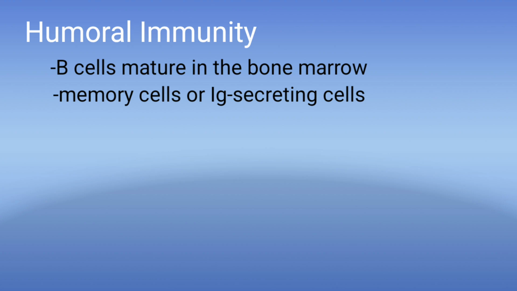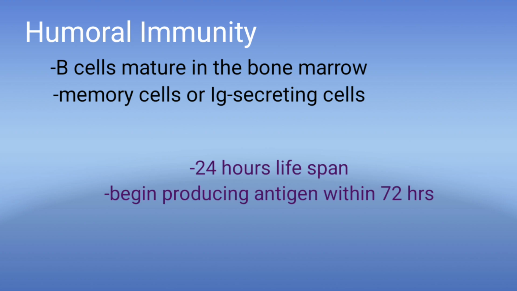Each B cell has receptor sites for a specific antigen. When it encounters this antigen, the B cell gets activated and multiplies into either antibody-producing cells or memory cells. Other info to note is that these cells have a 24-hour lifespan, but they can begin antibody production within 72 hours after the initial antigen exposure. So the next time somebody is exposed to the same antigen, the response is going to be quicker.